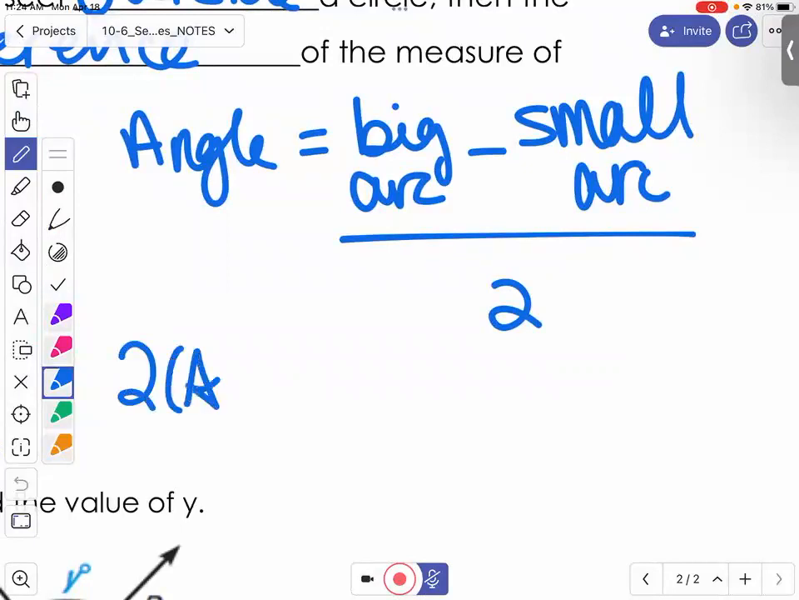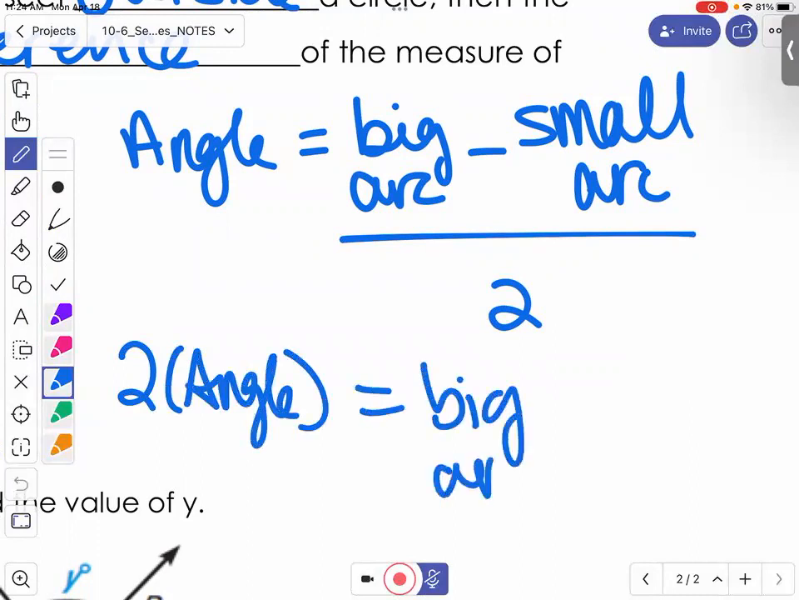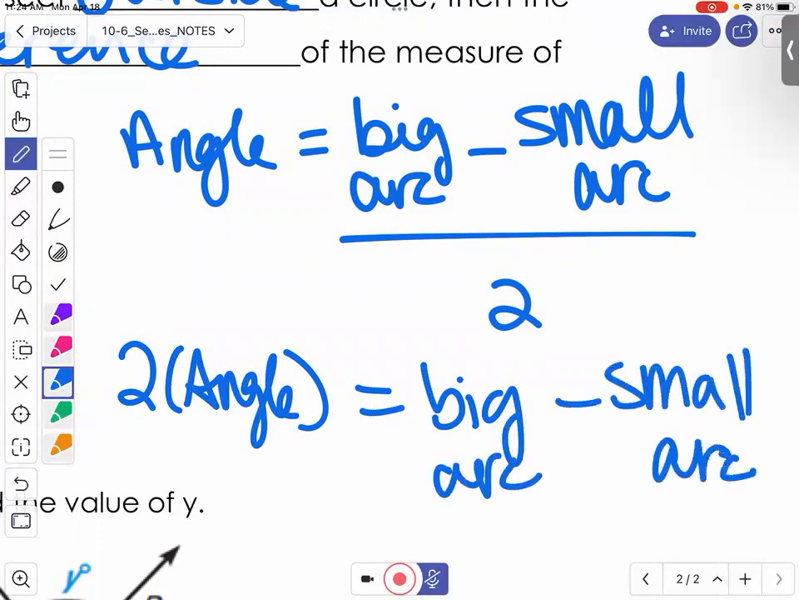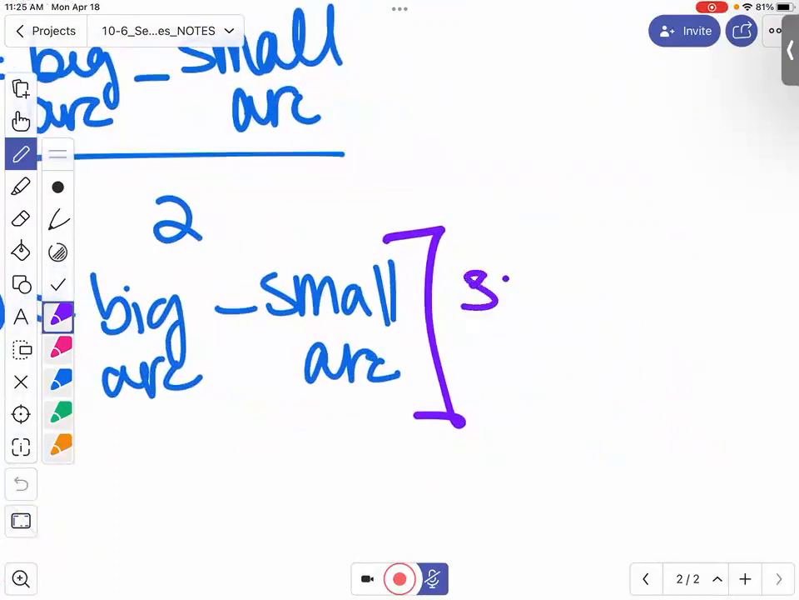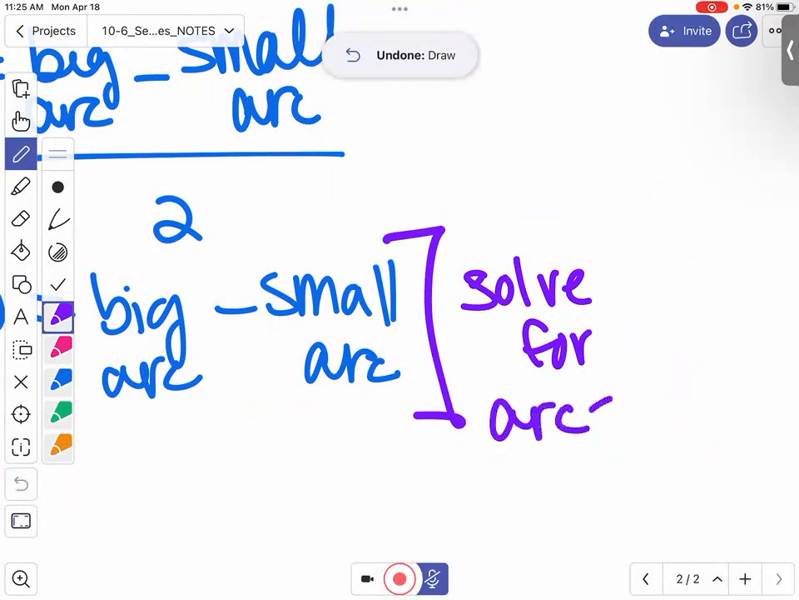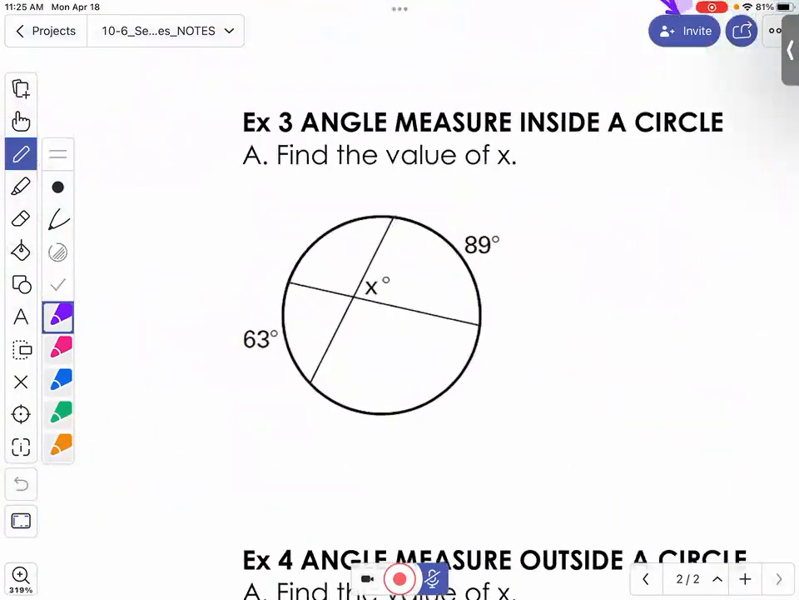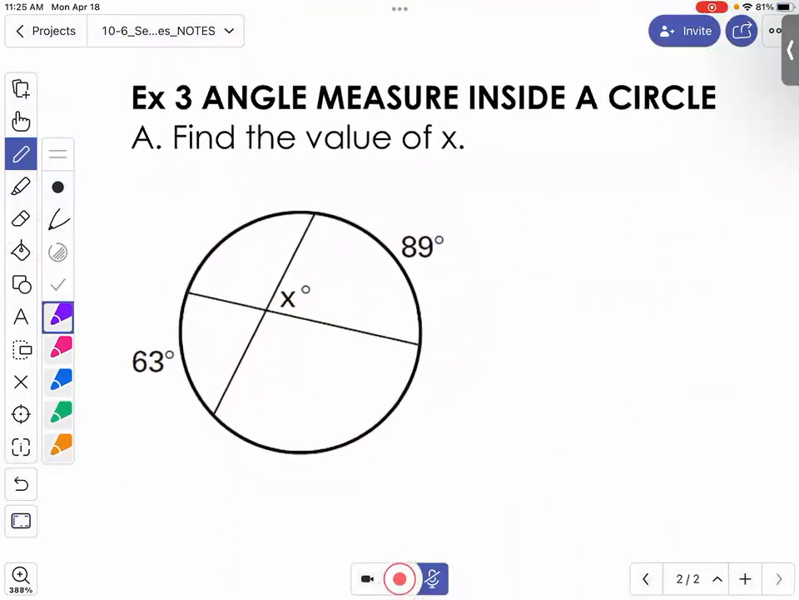So if I do 2 times whatever my angle is, that will give me my big arc minus the small one. And again, I don't use this bottom one unless I'm trying to solve for one of my arcs. Okay, that bottom one we can use if we're trying to solve for one of the arcs. So let's try our bottom examples here and see how we get to use those formulas.